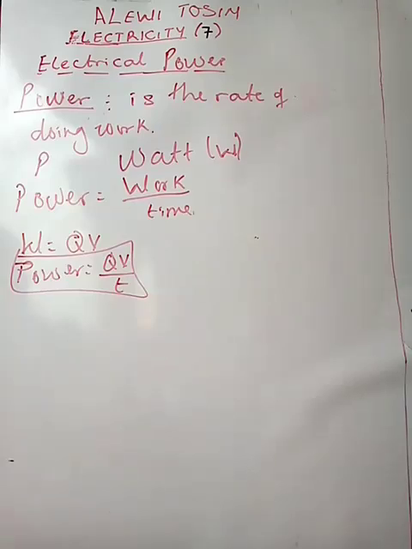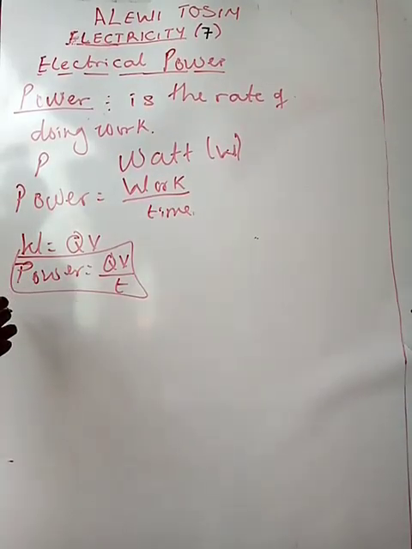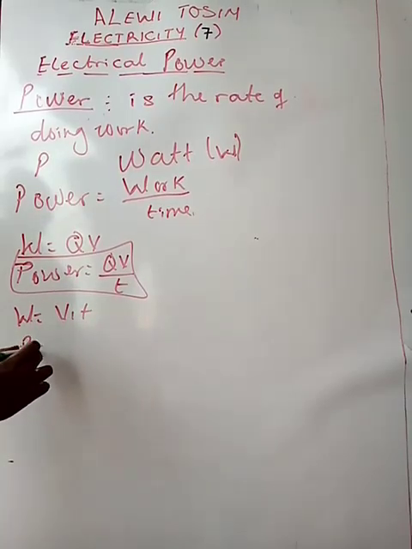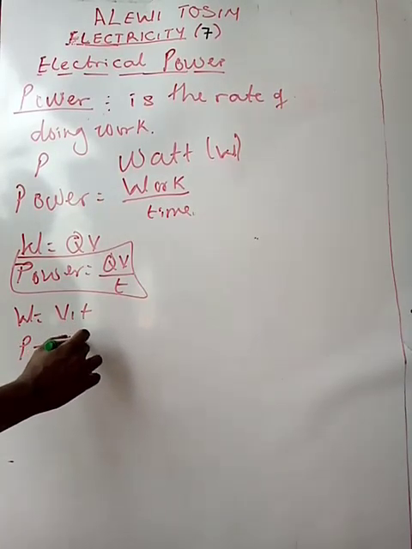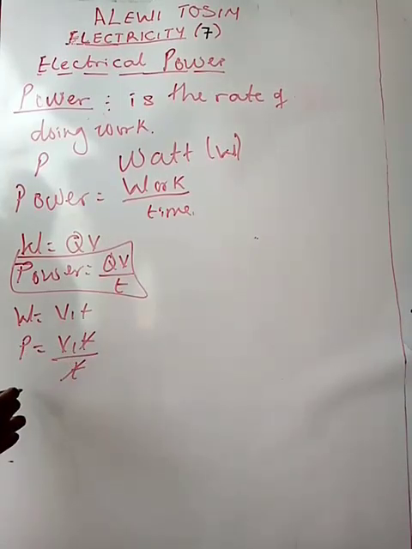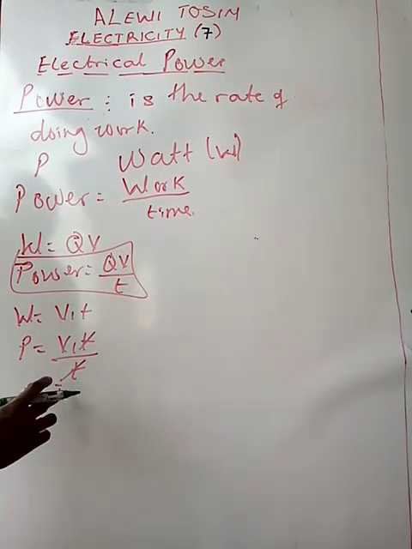Now we also recall that our W, which is our electrical energy, is equal to VIT. Then our power will be VIT over T. So this cancels this. Then we can say power is equal to VI.